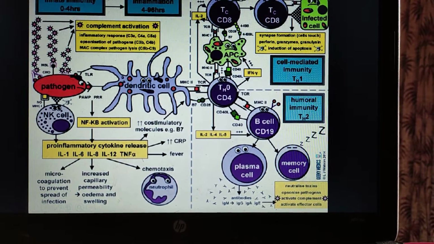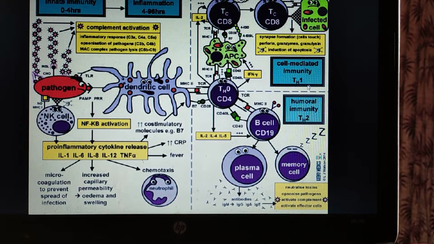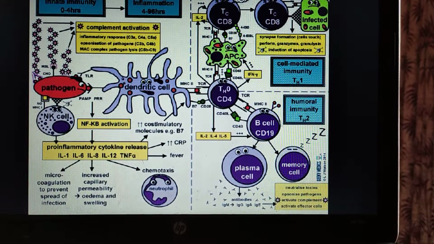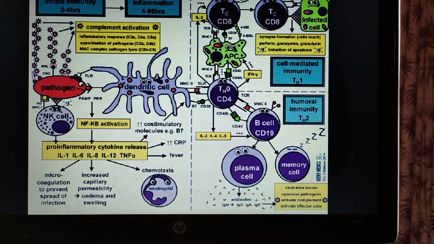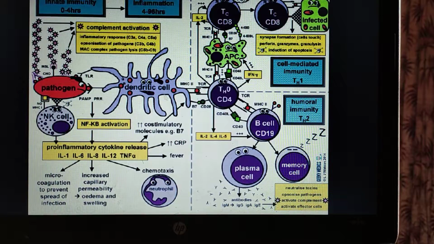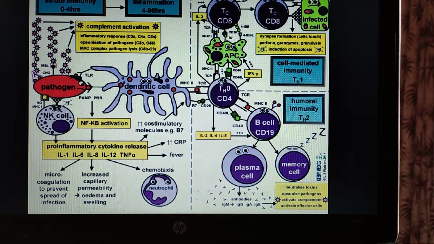These T helper cells then divide into two components, that is the Th1, T helper 1 cell mediated immune response, and the humoral immune response. This interaction of the pathogen along with MHC on the surface of antigen presenting cells and the T helper cells leads to the activation of these T helper cells.